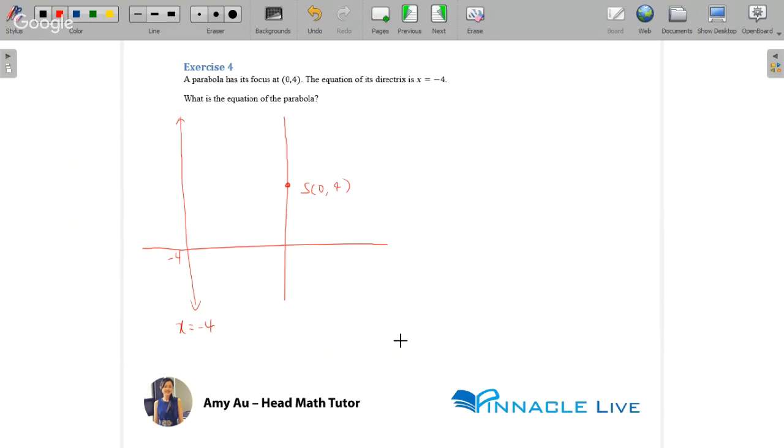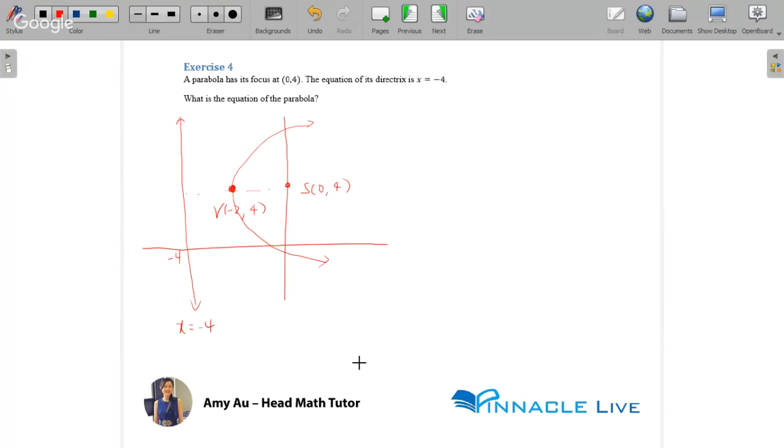Okay. All right, so we've got focus is 0, 4, directrix is minus 4. First thing, vertex is always halfway between the focus and directrix, so it's just sort of like dotting that out. Halfway between the point and the line is here, and you can already guess where that point has to be. So halfway between minus 4 and 0 is minus 2, and it should be the same height as the focus, so minus 2, 4. And it has to curve towards the focus.